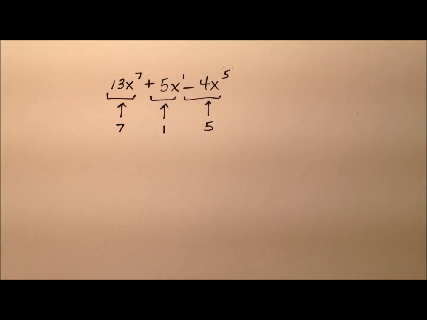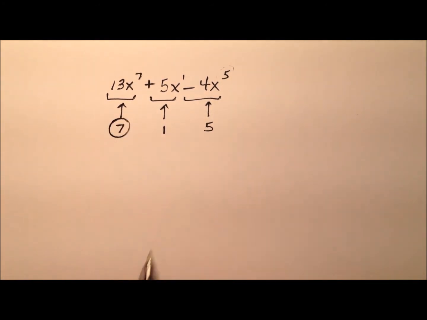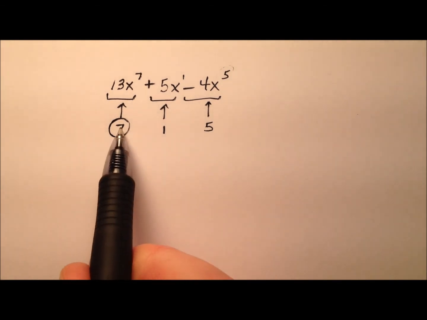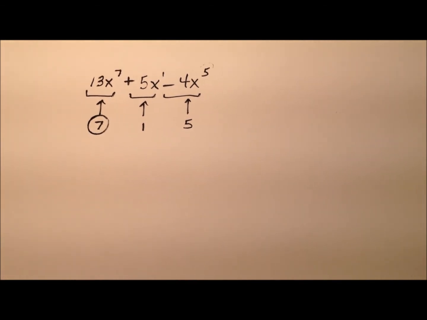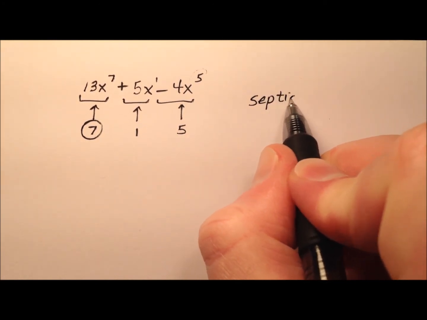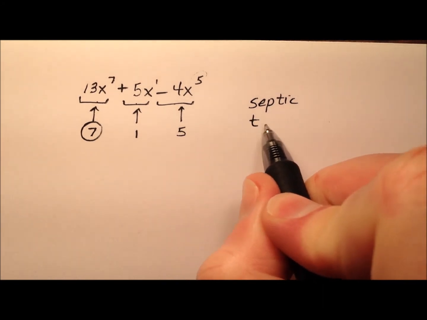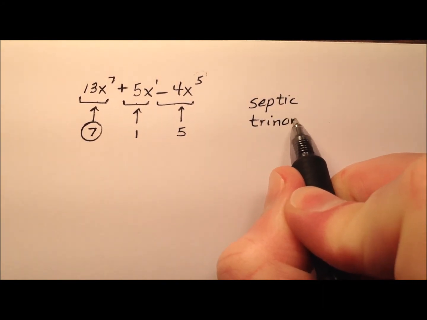Once again, the degree of the polynomial is the degree of the highest degree term. So we have a 7 here, and that's larger than 1 and 5. So degree 7, and the word we use with degree 7 is septic. And there are 1, 2, 3 terms, so we're going to call that a septic trinomial.